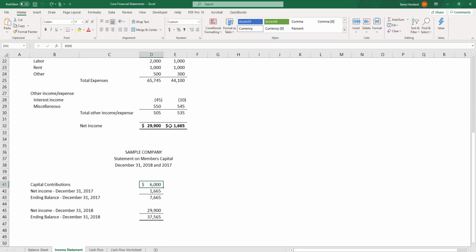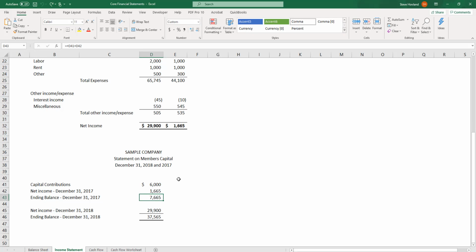What was your net income? In this case, this is last year's net income. So in this situation, I said this company started up sometime in 2017 and the partners contributed $6,000 to the company to get it started up. And then that first year of business, they had net income of $1,665, come up with ending equity balance of $7,665. Then in 2018, I just put the assumption that there was no capital calls.